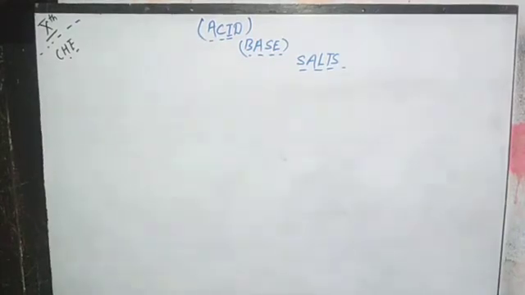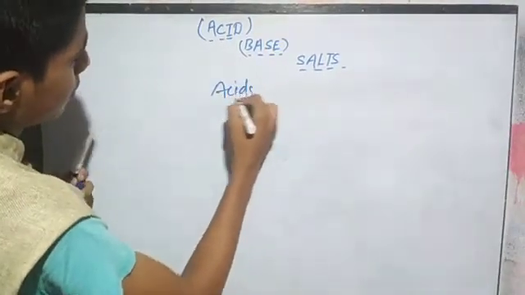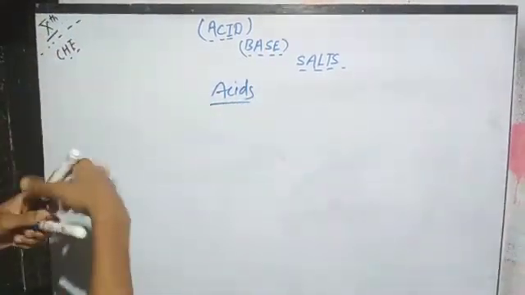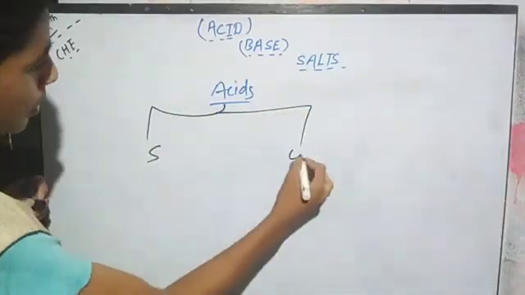Now we are going to see the details regarding acids on the basis of their strength. So let's start. Acids. First of all, strong acids and weak acids. So let's discuss. S stands for strong, W stands for weak.